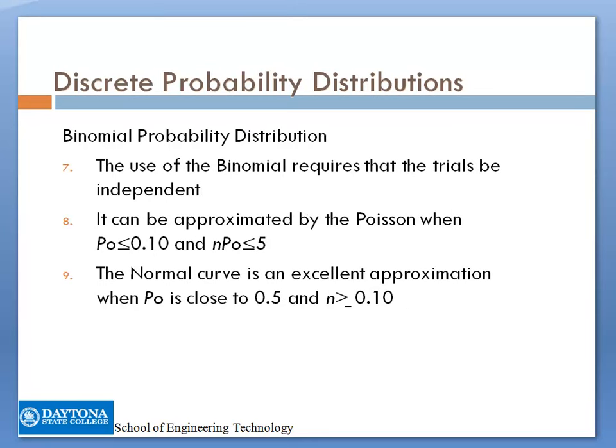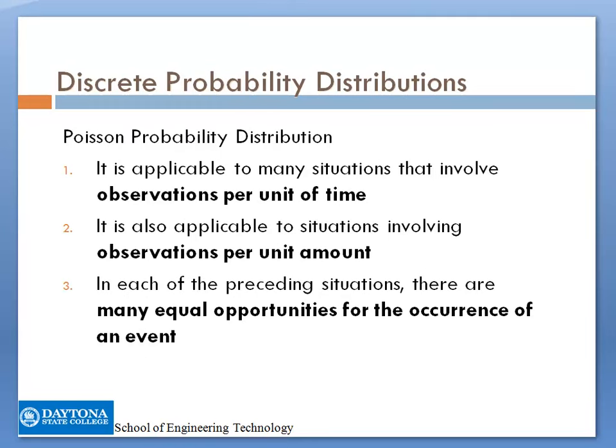So to use the binomial distribution, this requires that the trials be independent. Also, this distribution can be approximated to the Poisson and to the normal distributions. Now, the last distribution for the discrete probability is the Poisson probability distribution, and these are its characteristics. It is applicable to many situations that involve observations per unit of time or observations per unit amount. And in each of the preceding situations, there are many equal opportunities for the occurrence of an event. So these are the three characteristics: observations per unit of time, observations per unit amount, and many equal opportunities for the occurrence of an event.